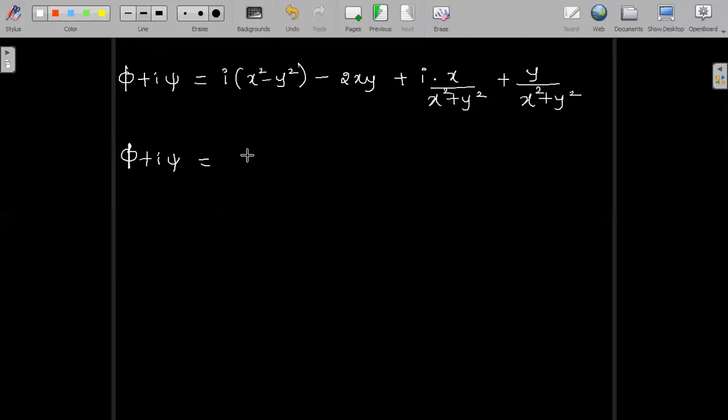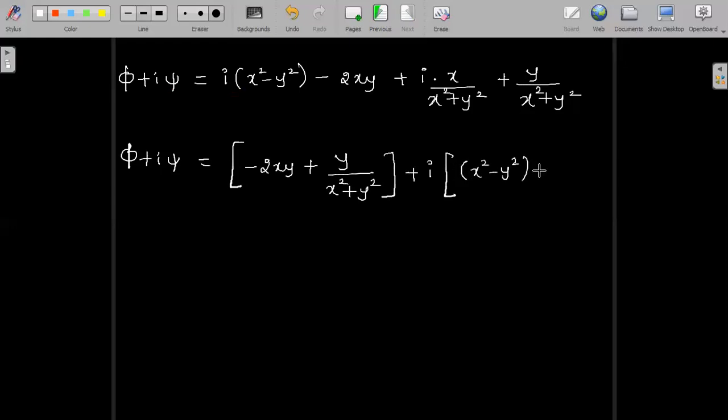Which are all the real terms? I'll write it down here. So it is minus 2x into y plus y divided by x square plus y square. These are the real terms for us. And let me group all the imaginary terms separately. So this will be x square minus y square plus x divided by x square plus y square.